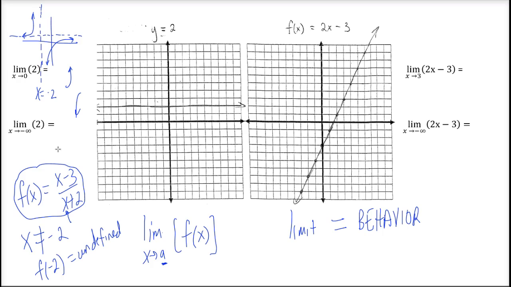And so that's what we want to keep in mind as we go through these examples here. Now, in my opinion, the best way to have a good foundation for understanding limits is to understand how to graph basic functions. And so you'll see that I'll have a variety of algebraic functions here that I've graphed.